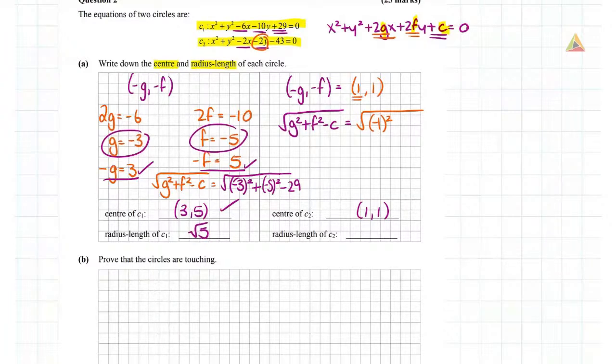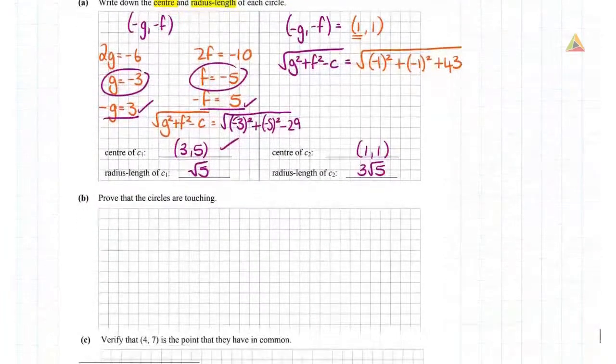So I know that because minus g is 1, plus g must be minus 1. Just change the signs. My f is going to be minus 1. And be careful, my plus c is minus 43, so my minus c is going to be minus 43. And a minus by a minus gives us a plus. So throw that all into your calculator, that should give you 3 root 5 for the radius. So obviously your second circle, C2, is the bigger one with the bigger radius.